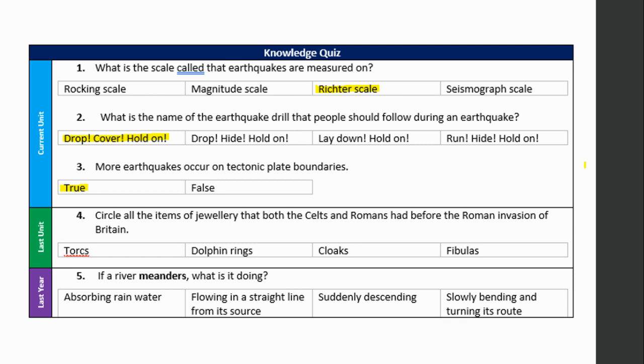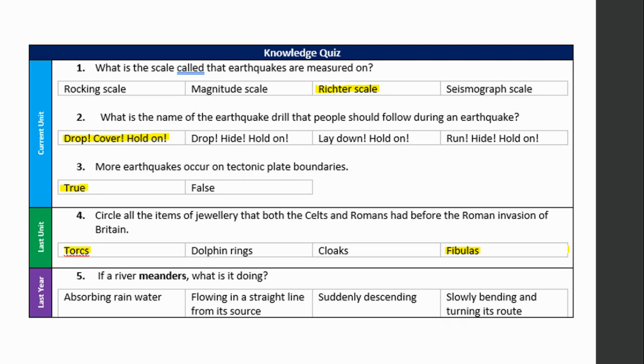Okay, let's have a look at the answers. So the two correct answers were torques and fibulas or fibula. Cloaks, they both had cloaks, but if we read the question, these aren't an item of jewellery. And dolphin rings, the Romans had these and they introduced them to the Celts in Britain. So the Celts did not have them before the Roman invasion.